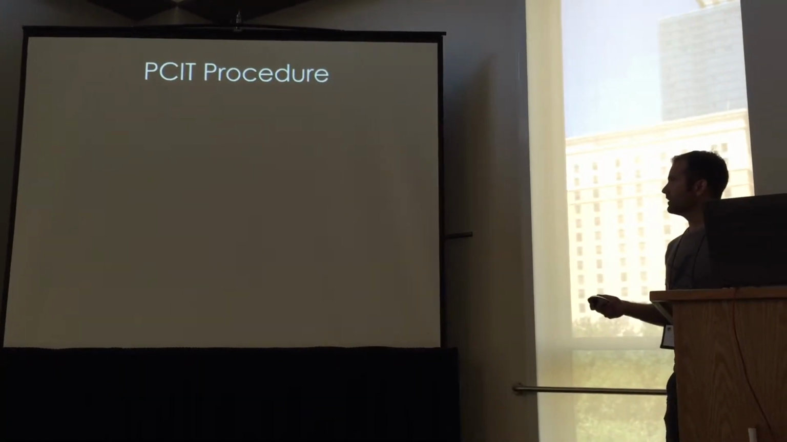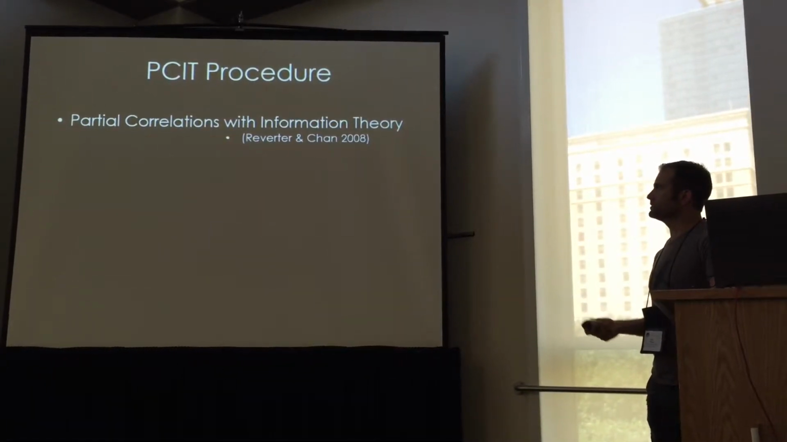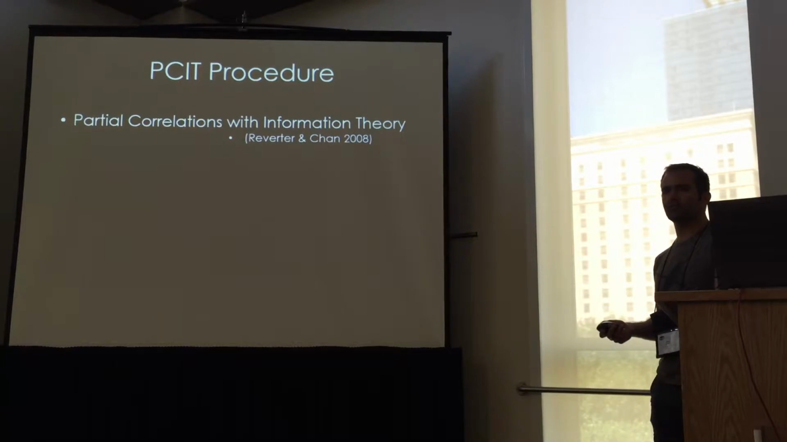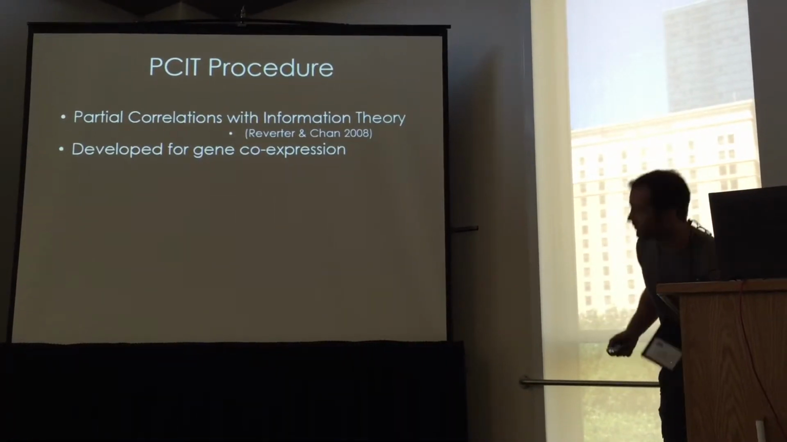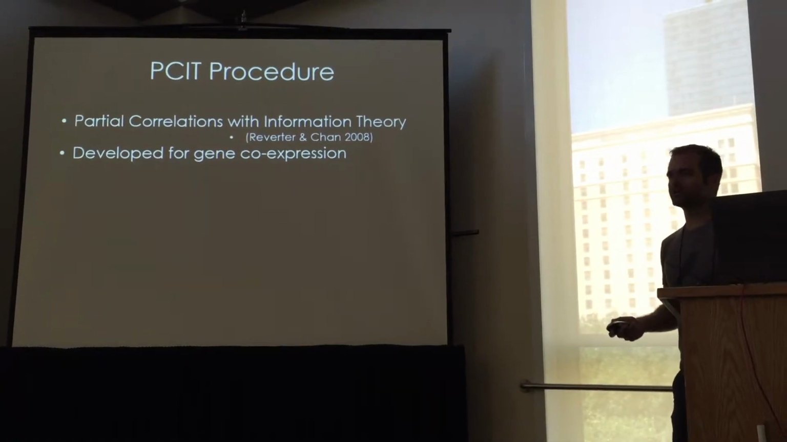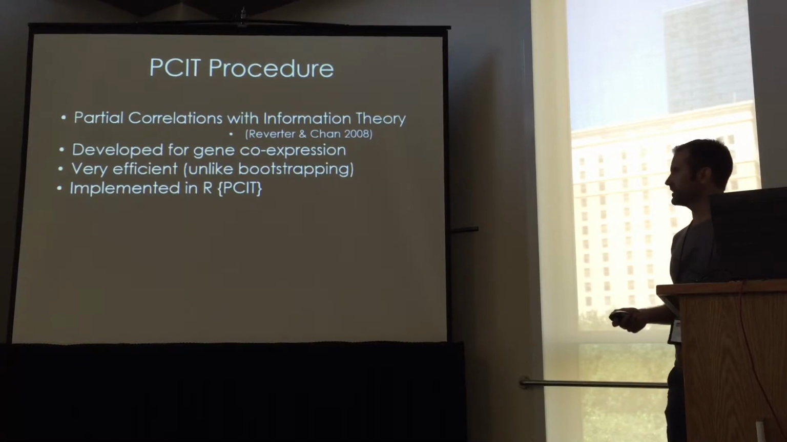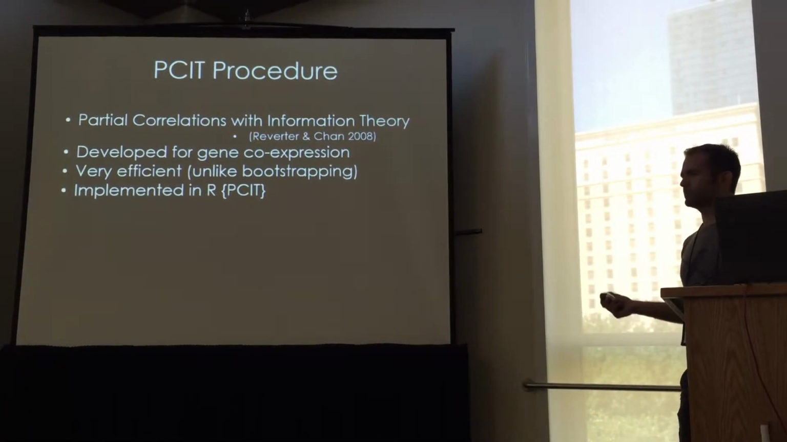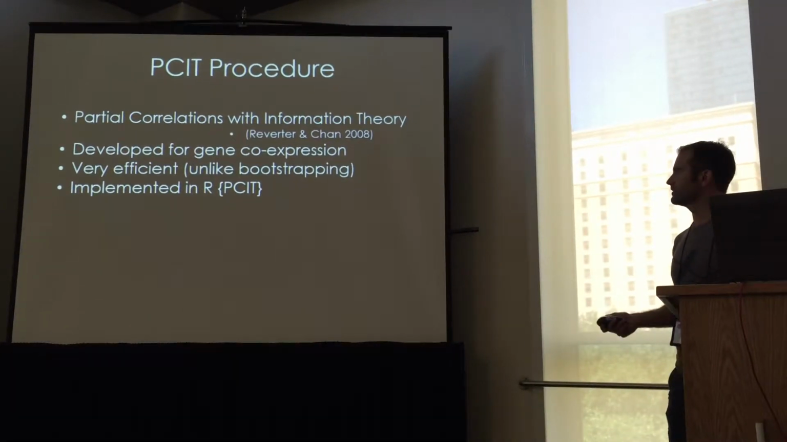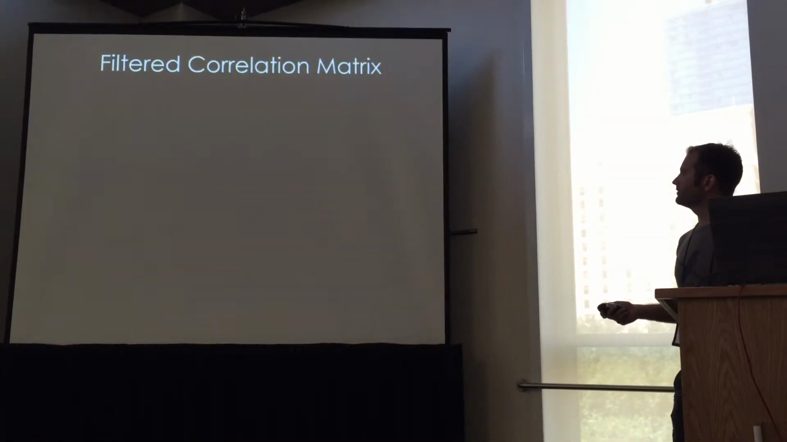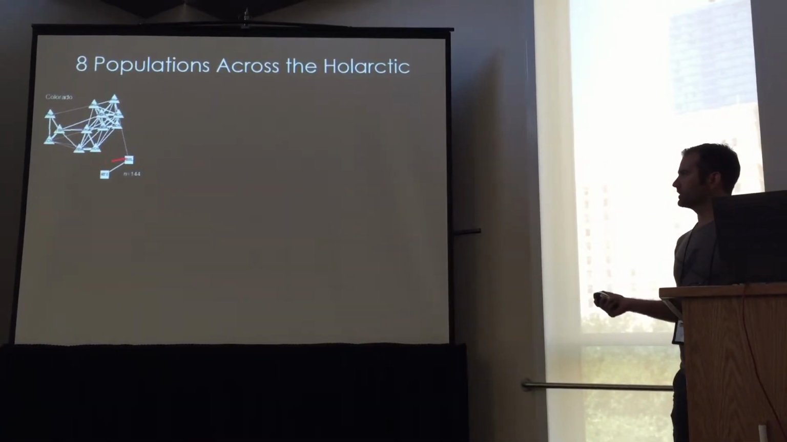And so to do that, we tried a few different ways, but for this study we used PCIT, or partial correlations with information theory, and this is a method that was first developed for gene co-expression networks, and it's very efficient, and it's in R, so that makes it great. Bootstrapping produces similar results, but it's very intensive. And so the filtered correlation matrix would look something like this, and we'll just start by looking at the network.